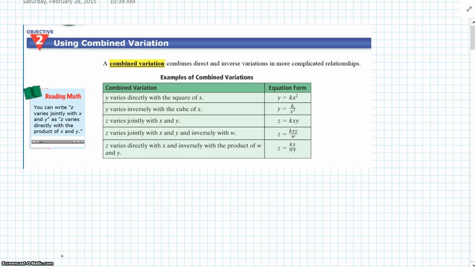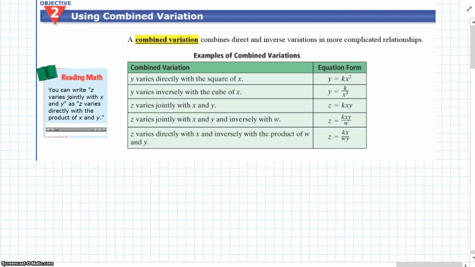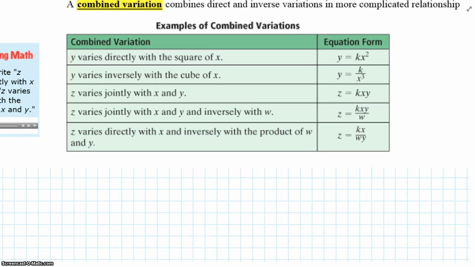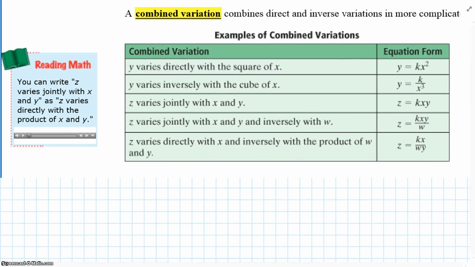All right, going on to objective 2, using combined variations. A combined variation combines direct and inverse variations in more complicated relationships. So, look at the first example. See if we can kind of get this zoomed in.